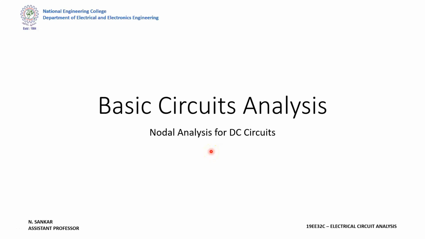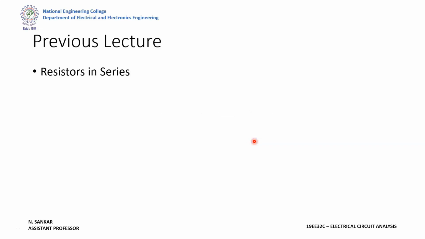Today we're gonna learn about the topic nodal analysis for DC circuits. Before that, in our last lecture we learned about both resistors in series and resistors in parallel. Whenever two resistors are connected in series, the equivalent resistance will be equal to the sum of the two resistors. If you are connecting n resistors in series, then R equivalent will be the sum of all the resistors.